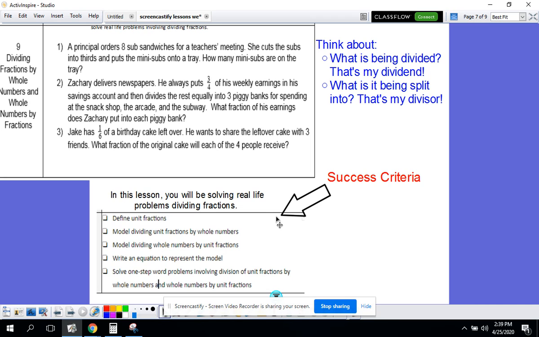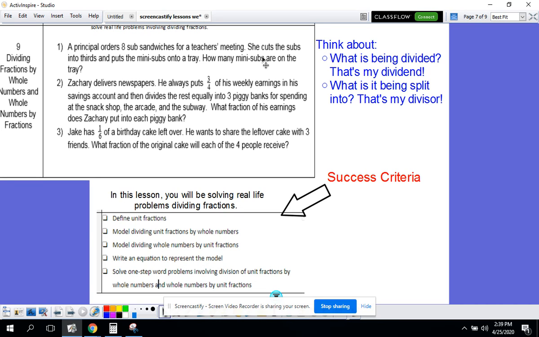It says in this lesson, you'll be solving real-life problems dividing fractions. The first step is to think about your unit fractions. Unit fractions are any fraction that has a numerator of 1. Model dividing unit fractions by whole numbers, or model dividing whole numbers by unit fractions. Writing that equation to go with the model, and then finally solving that word problem.